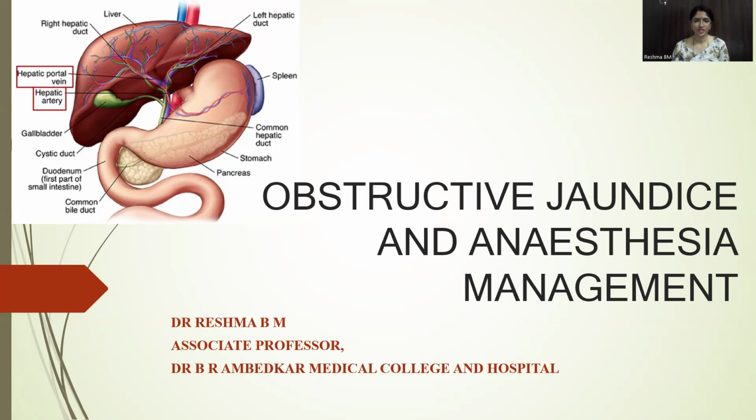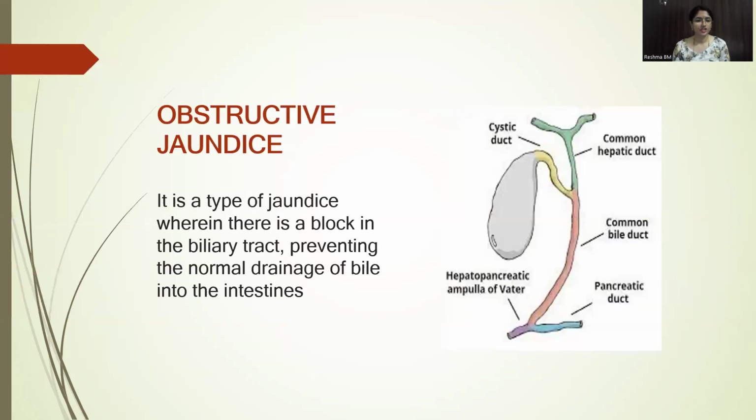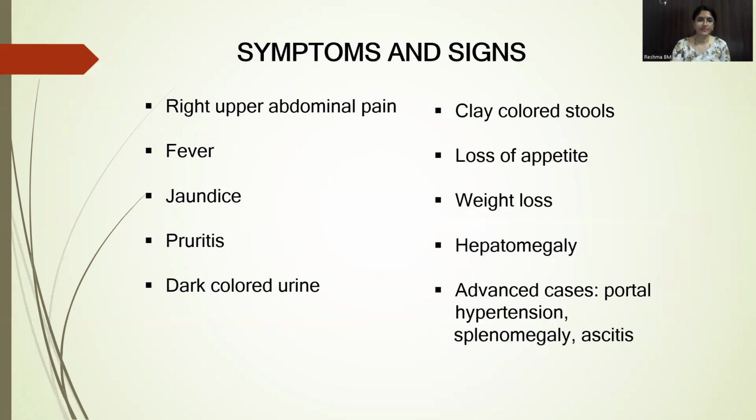Okay, so now that we are aware of the anatomy of the liver and pathophysiological changes in jaundice, let's go ahead with obstructive jaundice and its anesthetic management. What is obstructive jaundice? It is a type of jaundice where there is a block in the biliary tree, preventing the normal drainage of the bile into the intestines.